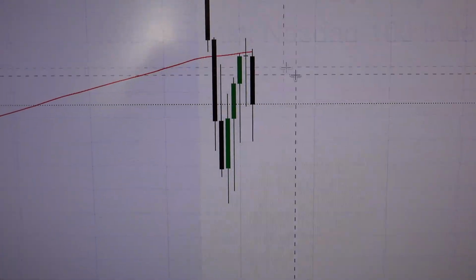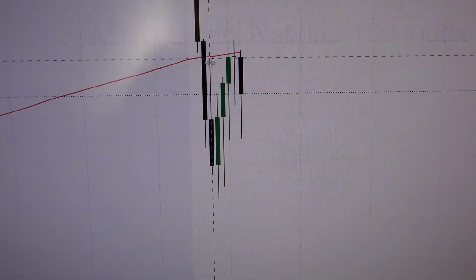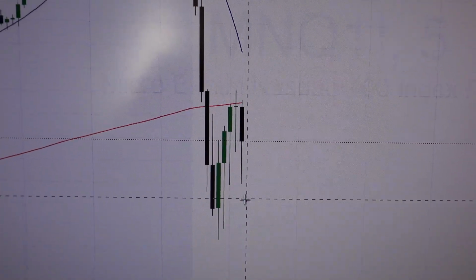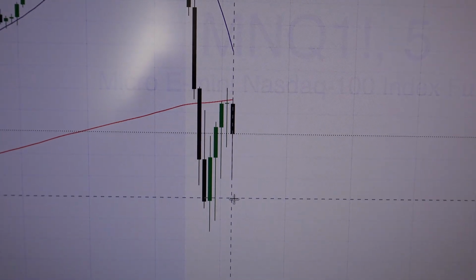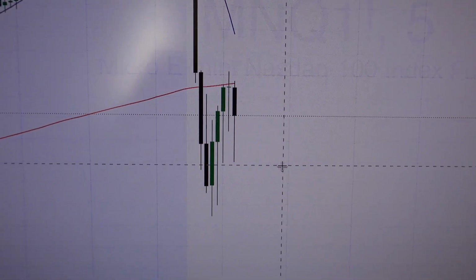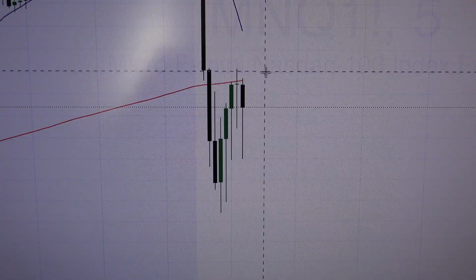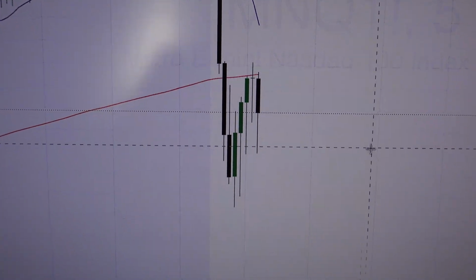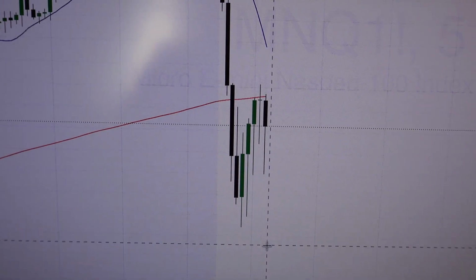This is a morning evening star right here. Price gonna keep dropping. This is where I'm gonna make my next supply zone. Boom. My next zone gonna be right here. Price dropping down.